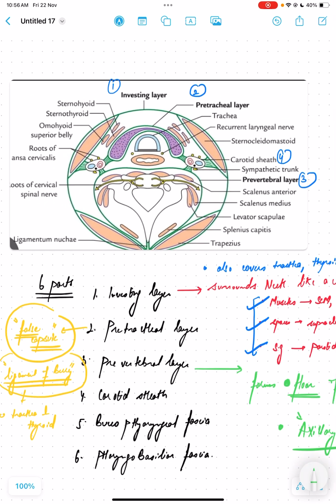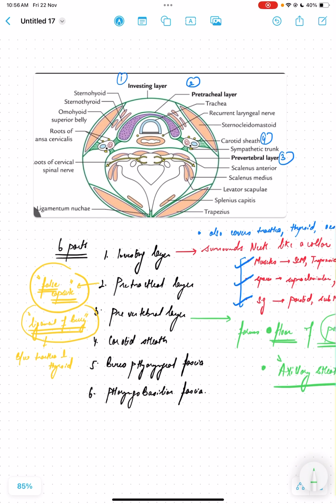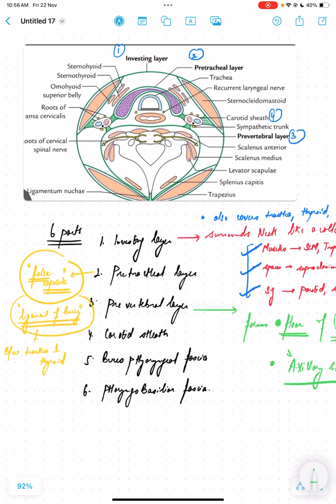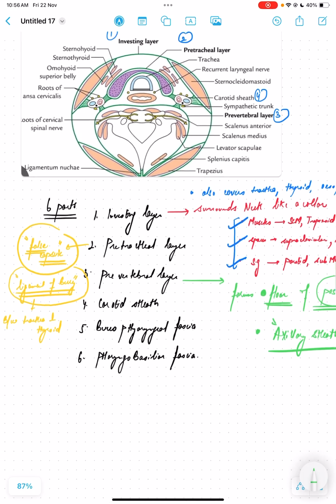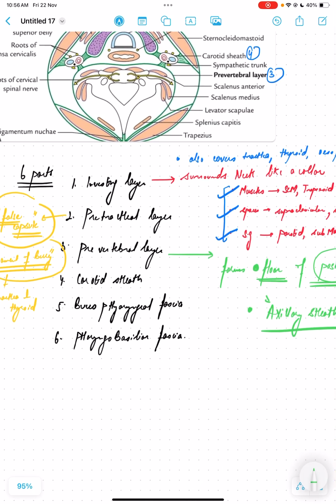This is our prevertebral fascia. The investing layer basically surrounds two muscles, two salivary glands and two spaces, and it encircles the esophagus, the trachea and the thyroid. The pretracheal layer basically involves the ligament of Berry and the false capsule of the thyroid gland, and the prevertebral layer forms the floor of the posterior triangle and involves the axillary sheath.